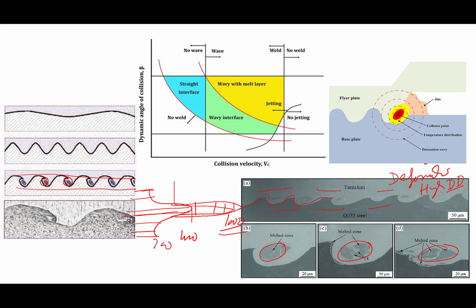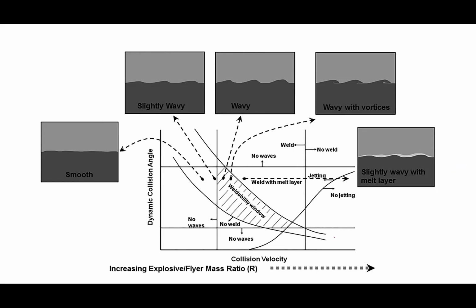And one more thing: when excessive melting is taking place, then you may not have any jetted zone. That is what I had probably shown here. Yeah, here you see there is no jetting. Jetting you can see in this region.